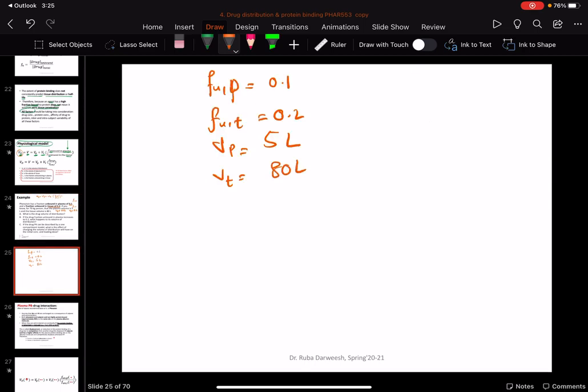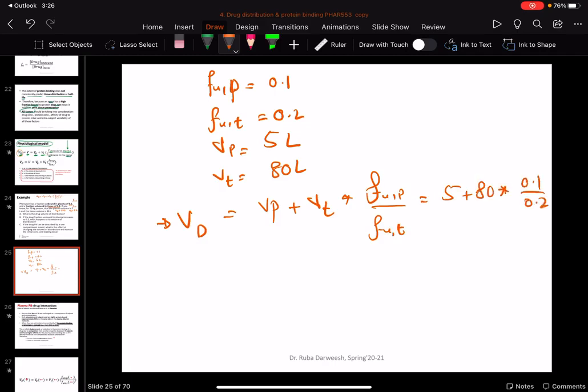Okay. And then it's volume distribution. This would be equal to volume of plasma plus volume of tissue multiplied by this fraction, which is unbound in plasma over unbound in tissue. Okay, this would be equal to 5 plus 80 multiplied by 0.1 over 0.2, which is half. Then this would be equal to 45 liters. Okay, this would be the estimation of the aberrant volume distribution according to those factors.